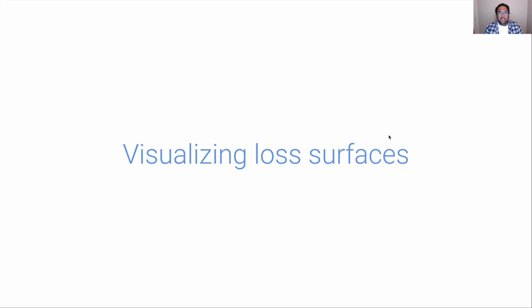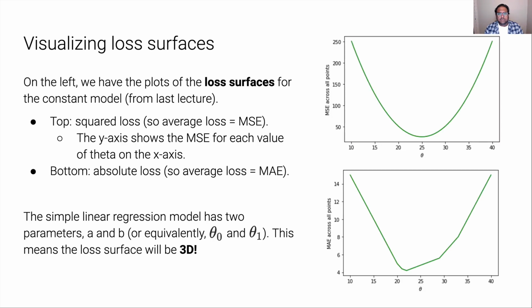In the last lecture, we looked at the loss surfaces for the constant model using both average squared loss and average absolute loss. Those looked like this. So in the top right, we have the average squared loss or mean squared error for the constant model for our given data set. The x-axis corresponded to our choice of theta, which was just a single scalar, and on the y-axis, we had the mean squared error for that choice of theta. So, if we pick theta to be 35, the mean squared error would be something near 150. And so this clearly tells us that theta being 25 was the choice that minimized mean squared error.